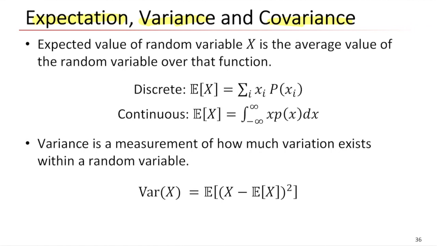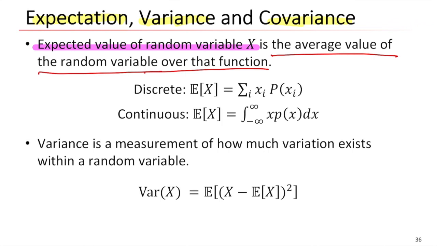First of all, the expected value of a random variable x is the average value of the random variable over that function. What does that mean? In this case, the expectation of x is equal to the summation of xi times p of xi. So this is the expectation of the random variable x. In the continuous case, this expectation can be represented like this: the integral of x times p of x dx. So this is the expectation.